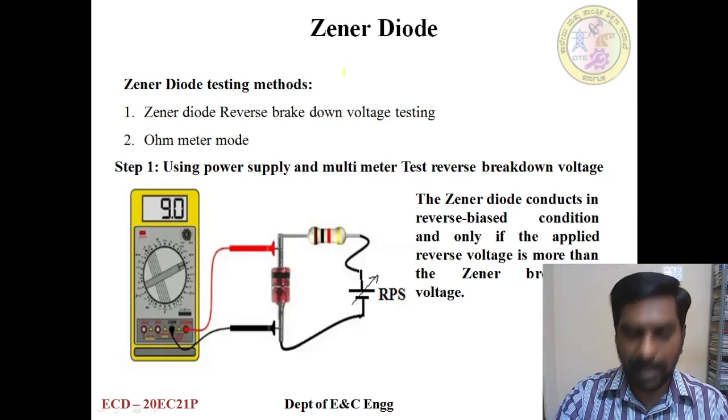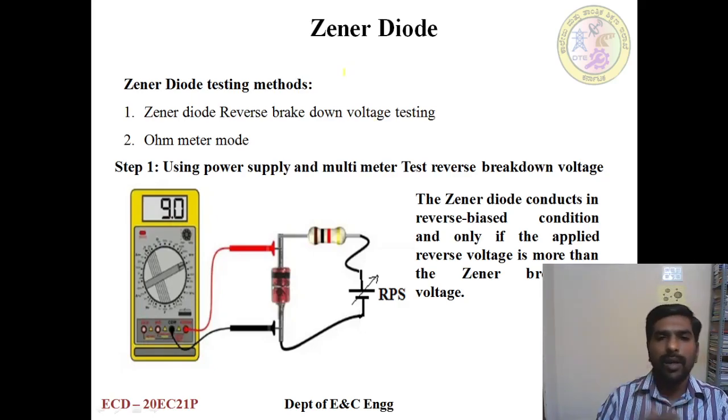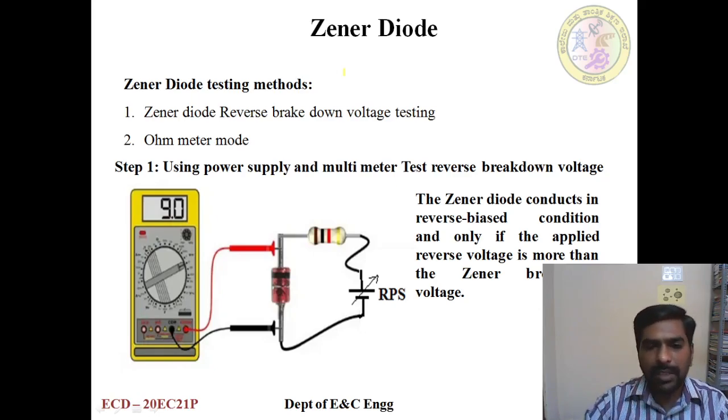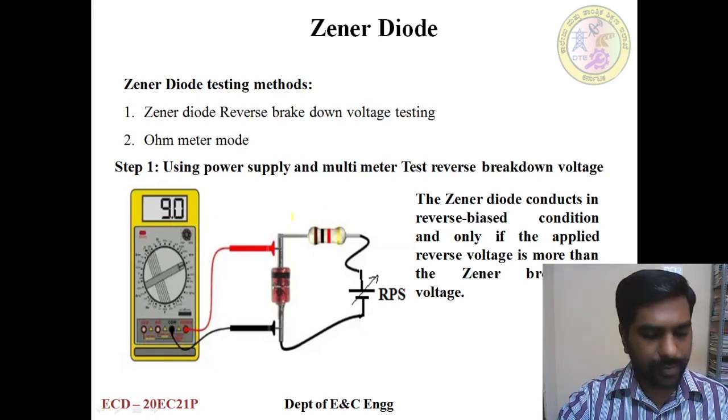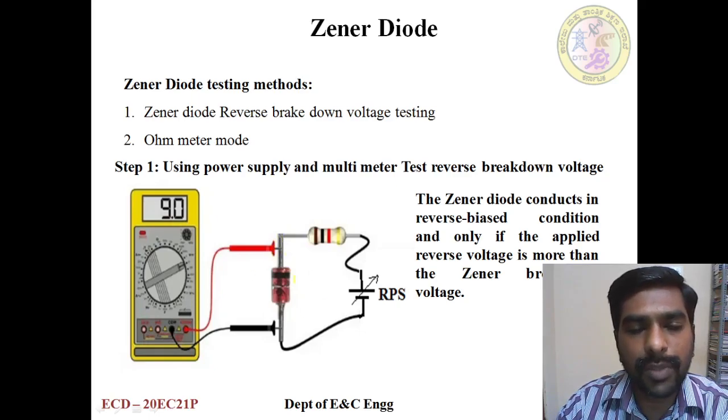And the Zener diode can be tested in two ways. One is using external voltage sources. We use external voltage sources to test the Zener breakdown voltage of the diode.